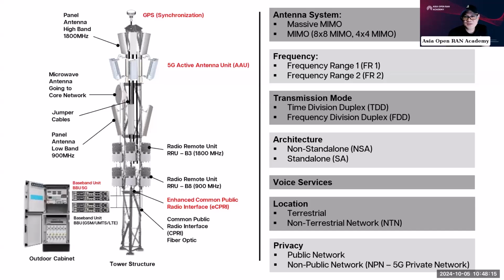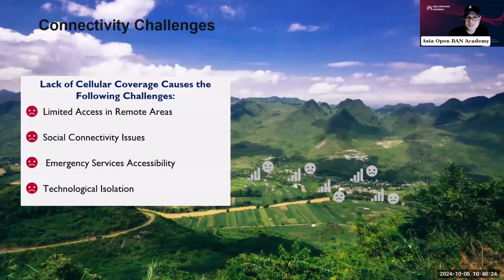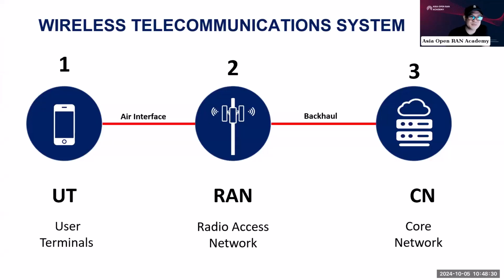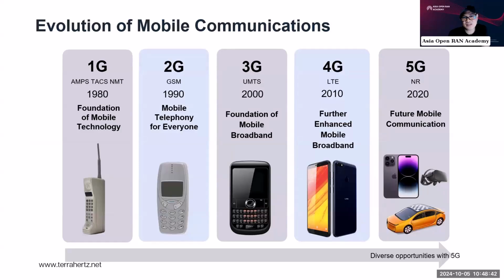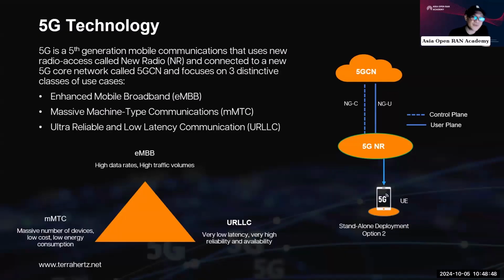That is what we discussed about 5G. Let's have a recap. We discussed the need for connectivity, and the challenges when there is no connectivity. We discussed the components of a wireless telecommunication system from user terminal, RAN, to core network, and how they evolved, from 1G, 2G, 3G, 4G, and 5G. Then we focused our attention on 5G and defined what 5G technology is. Then we discussed the use cases of 5G: eMBB, URLLC, and massive machine-type communications.